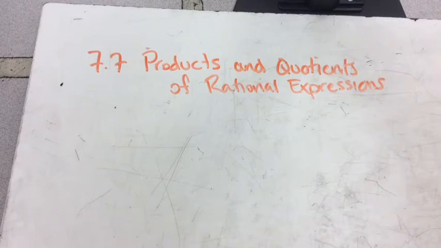Okay, this is section 7.7 called Products and Quotients of Rational Expressions.